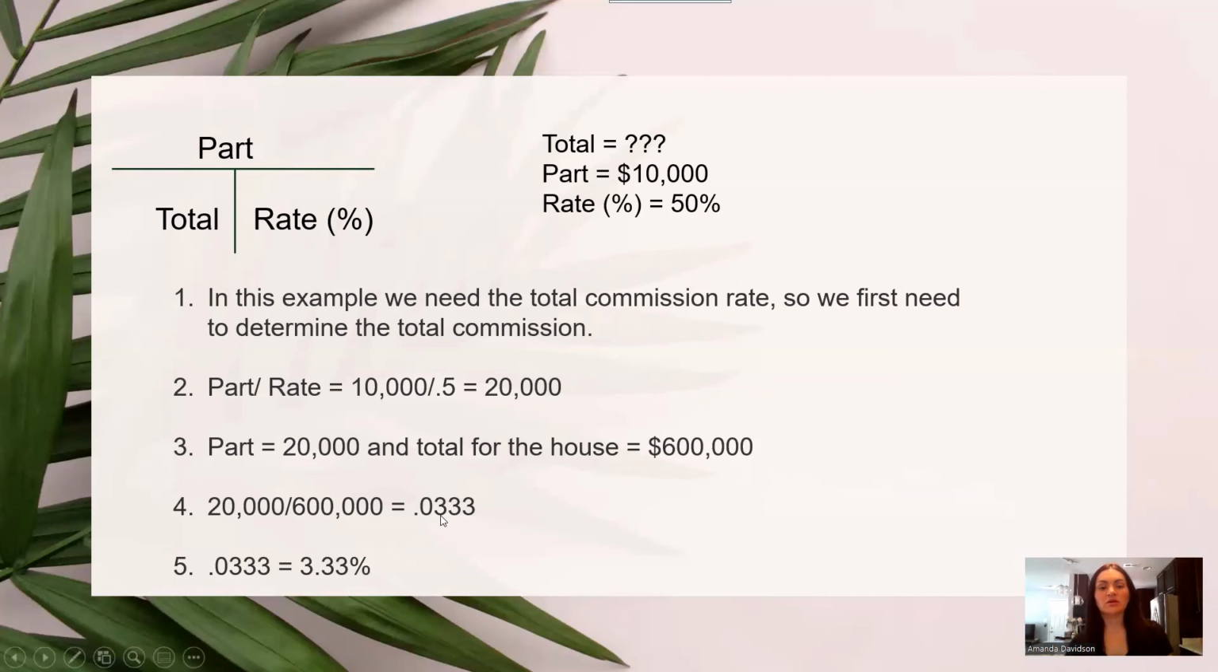0.0333. So again, we're coming back to decimal conversion, and we're going to make it into a percentage because we know that the total commission rate is a percentage. Same thing. All you're going to do is move this decimal point 2 places to the right, which gives you a total commission percentage of 3.33%. So as you can see, there is nothing to be intimidated about in regard to real estate math.